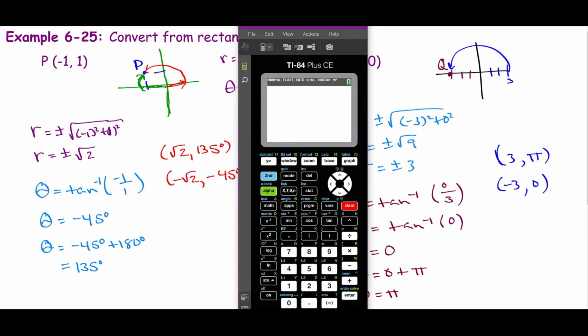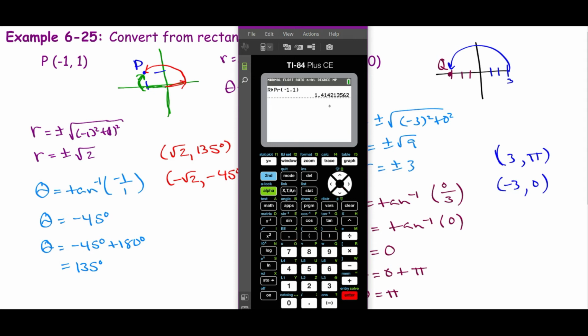Looking at the other example here, we had this point negative 1, 1. Remember that here we converted and we used degrees, so I want to make sure I'm in the appropriate mode. So again, here I'm going to go back and I'm going to change to degree mode. Then we're going to do second, apps. Here I have the rectangular form and I'm trying to get to polar, so I'm going to come down to number 5. I'm going to put in the point negative 1, 1.